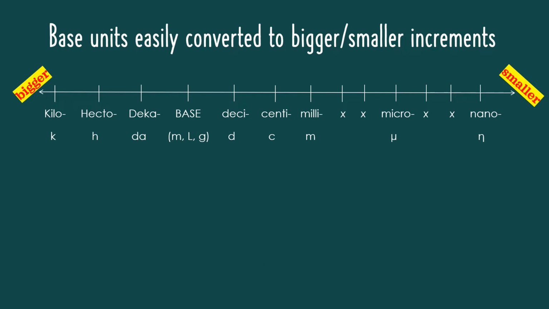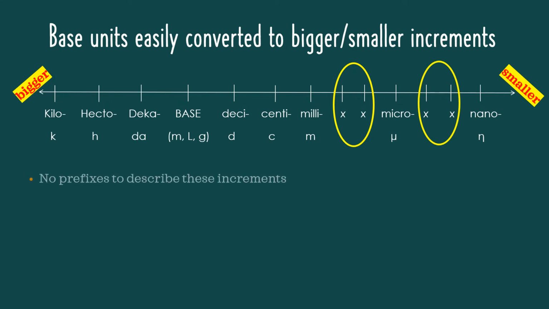You might notice that as we get to the smaller increment side of this number line, some of the spaces are not described with any prefixes. I wrote X's here to take up space and indicate that these spaces have no names. These spaces are real, and the same math applies, so between each space the increment is 10 times different than the previous step.